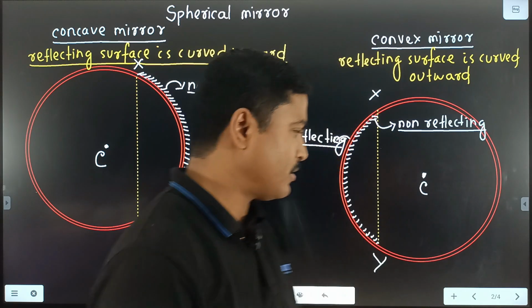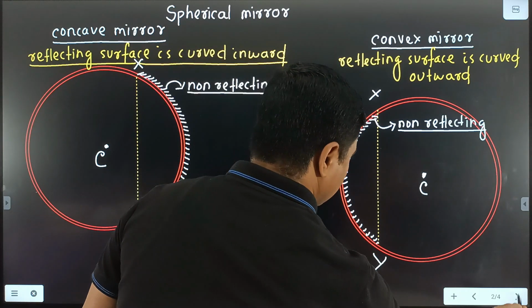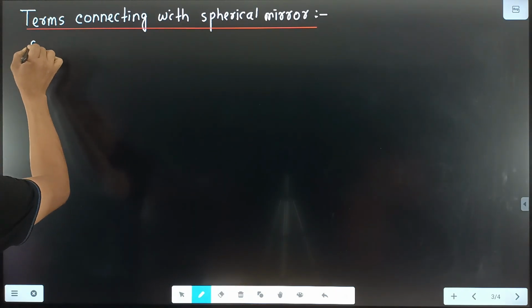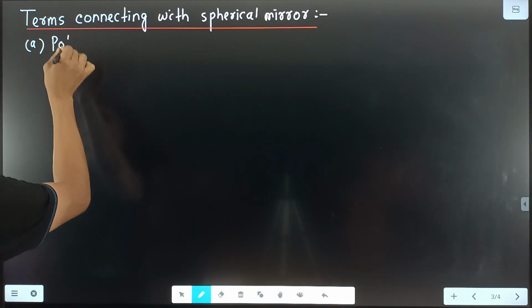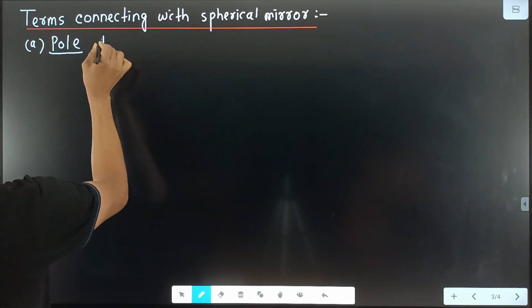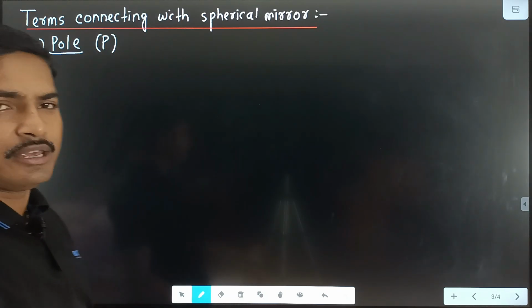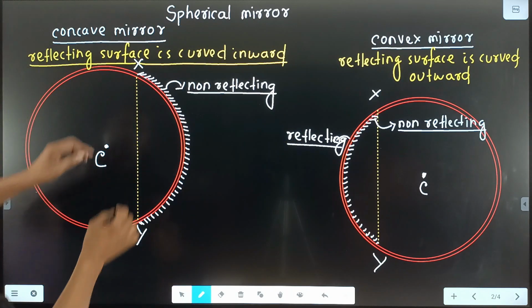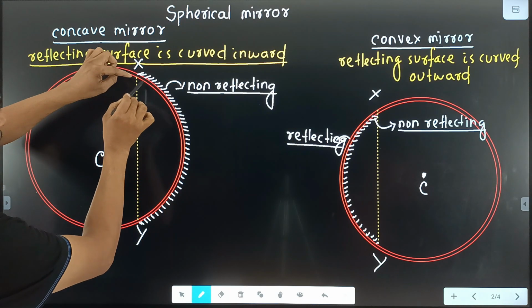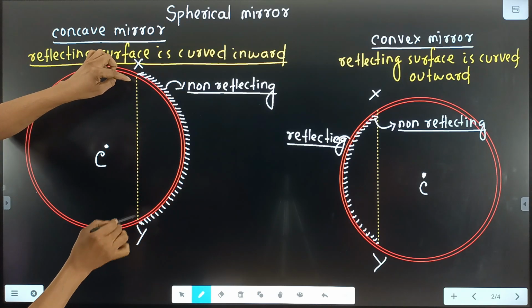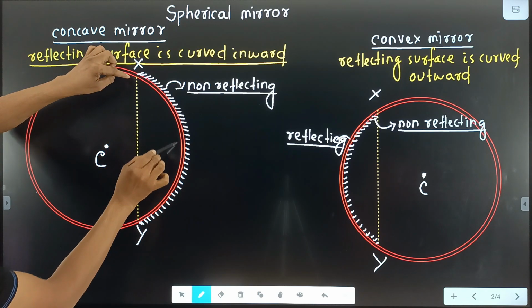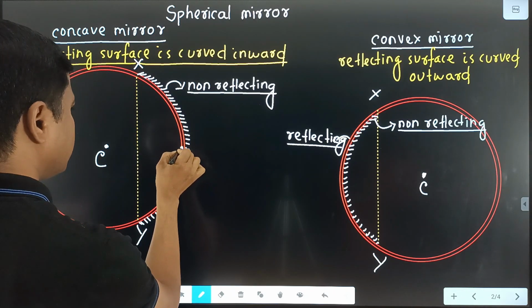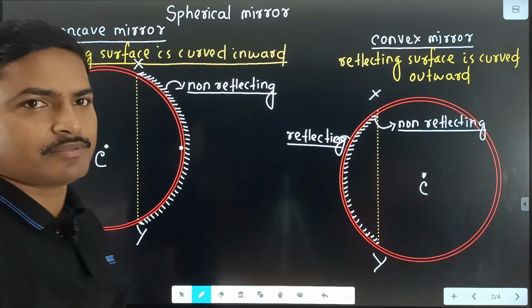Clear? Now, some terms connected with the spherical mirror. First term is pole. Simply write capital P, P for pole. Look at the figure. Here, the starting point is X and the last point is Y, and this is the reflecting surface. This inner surface is the reflecting surface, and this point is the center of the reflecting surface.